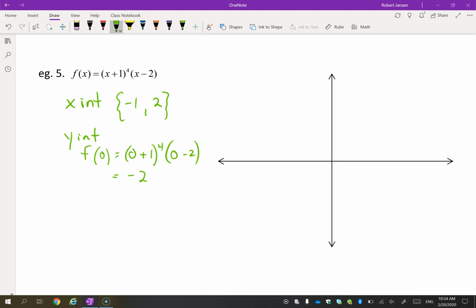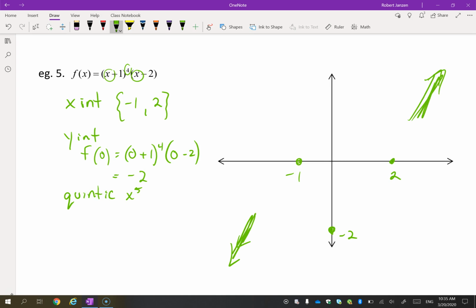What kind of graph is this? Well, you have x to the power 4 times x. This is what we call a quintic. It's x to the power 5. So we already know this graph is going to end up like this. We should keep that in mind as we draw it. Here's our x-intercept of -1. Here's our x-intercept at 2. And here's our y-intercept at -2. So we know we're ending up here. We know we're going to end up down here.